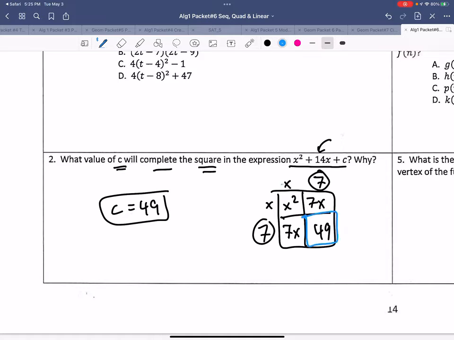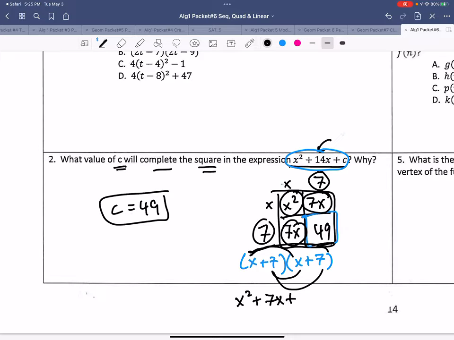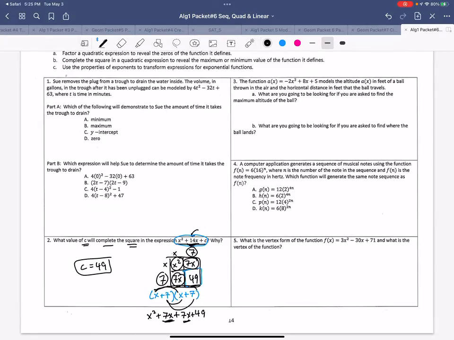Cool? So what does this look like? Well, if you took 7 plus x times 7 plus x, when we FOIL, the first terms would be this, the last terms would be this, the inside terms here, the last two terms, 49. I get 4 terms: x squared plus 7x plus 7x plus 49. Notice these terms combine to get me the 14. Okay, next. I liked that.